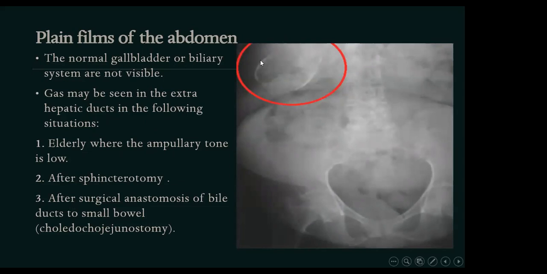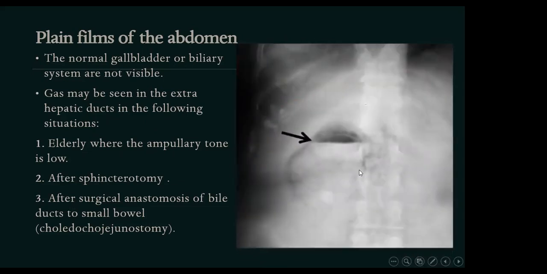Here we can see a calcification in the wall of gallbladder, which is called a porcelain gallbladder. Here we can see gas inside the wall and inside the lumen of the gallbladder. This is a case of emphysematous cholecystitis.